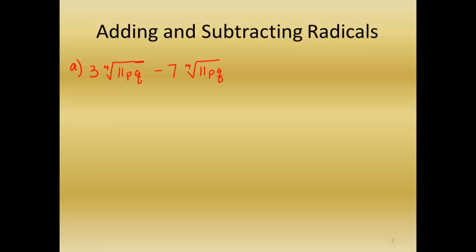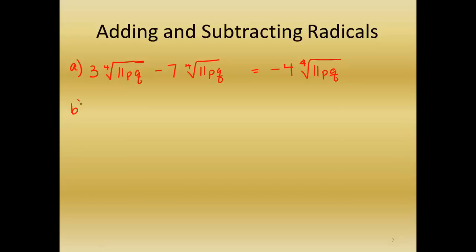Now, because they have the same radicand, I can go ahead and just subtract them or add them together like terms. For this, I would use 3 minus 7 to give me a negative 4 as the multiplier in front, and that is still the 4th root of 11pq. My radical didn't change, and I remember making sure my index is there, or otherwise you've changed from a 4th root to a square root for no reason.